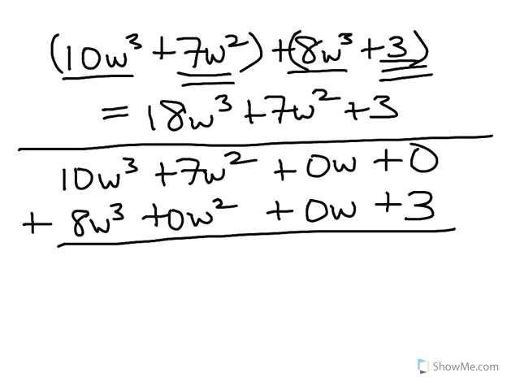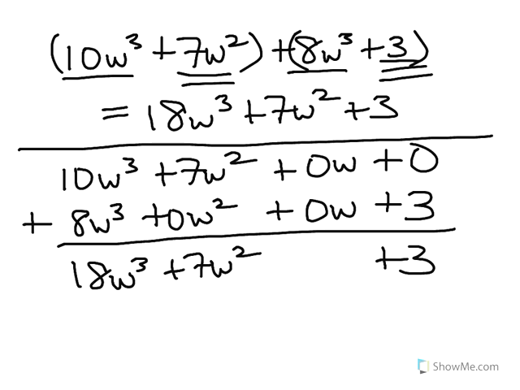10w cubed plus 8w cubed is still 18w cubed. 7w squared plus 0w squared is 7w squared. 0w plus 0w is 0w. We don't need to write that. Don't write it. Just leave a space, that's okay. And then 0 plus 3 is plus 3.